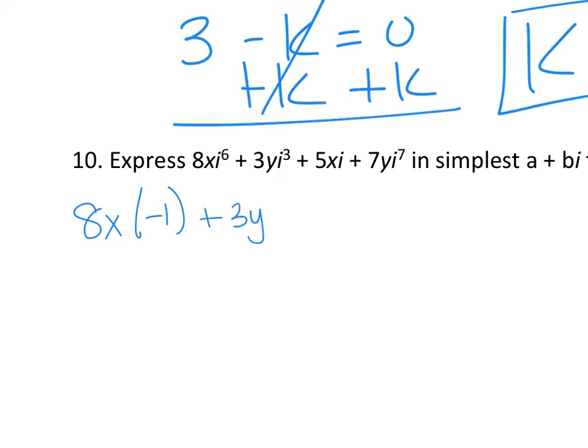Plus 3y, type in i to the 3rd in your calculator. You'll find out it's -i. Plus 5xi, that's just an i, so just leave it. And then plus 7y, i to the 7th is -i.